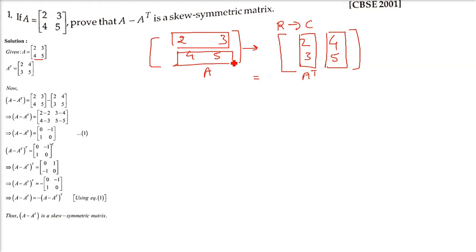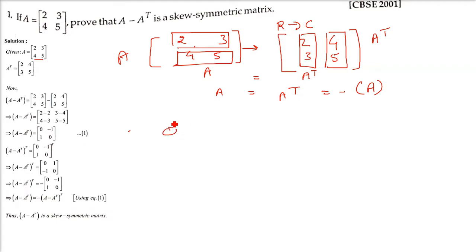When A is equal to A transpose, that is symmetric. But in case A is equal to the negative of A transpose, that is, if you transpose a matrix and it is equal to the negative of the actual matrix, then we call this kind of matrix a skew symmetric matrix. The question is asking A minus A transpose, so let us take the difference of these two, A and then A transpose.